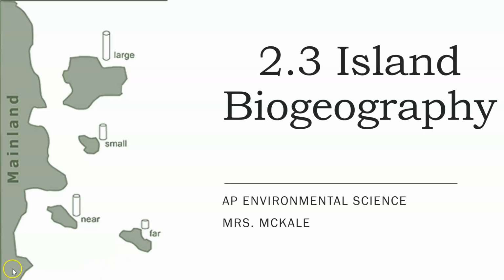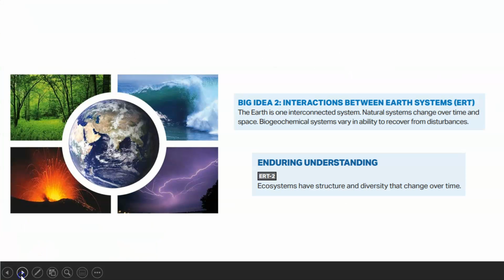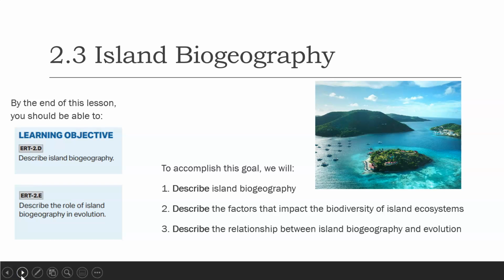Today we're going to talk about 2.3 Island Biogeography, continuing with our same themes and the big ideas in environmental science. By the end of this lesson, you should be able to describe island biogeography and describe the role of island biogeography in evolution. To accomplish this goal, we're going to describe what island biogeography is, describe the factors that impact the biodiversity of island ecosystems, and lastly, look at the relationship between island biogeography and evolution.